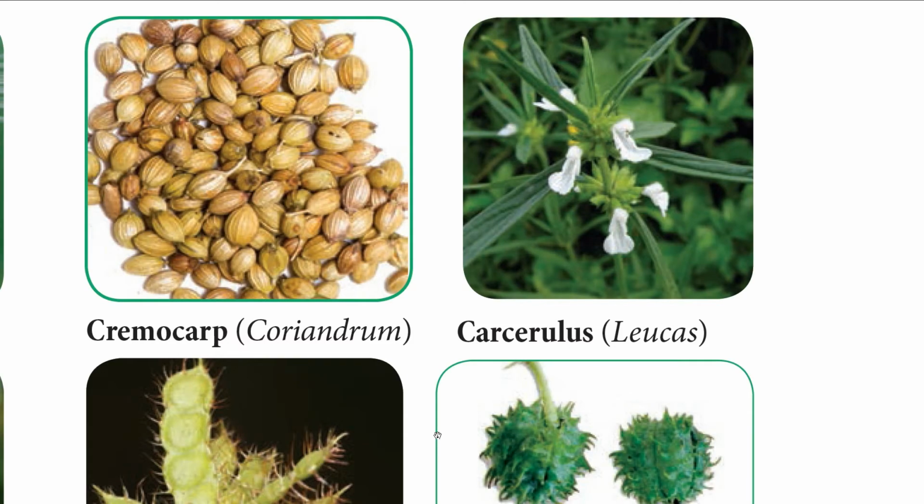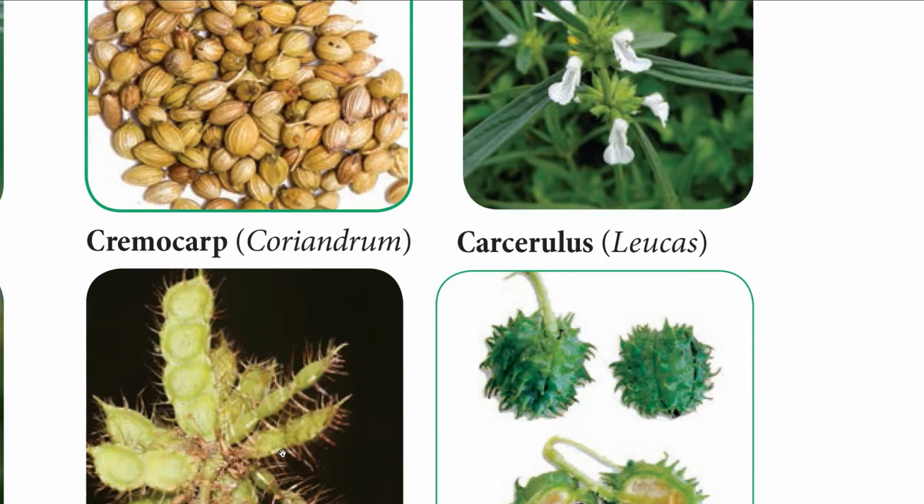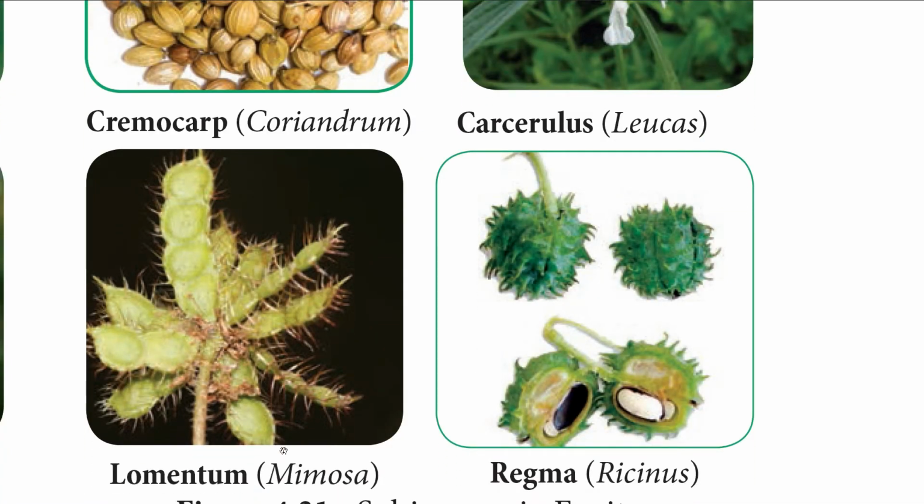The first type of the schizocarpic fruit is cremocarp. The fruit will develop from the bicarpellary syncarpous inferior ovary, and the fruit will divide into two one-seeded segments known as mericarps. This example you would have seen, coriander. The second type of the schizocarpic fruit is carcerulus. The fruit here will develop from the bicarpellary syncarpous superior ovary, and here the fruit will divide into four one-seeded segments. And these one-seeded segments are called nutlets. Example, Leucas. The third schizocarpic fruit is called lomentum.